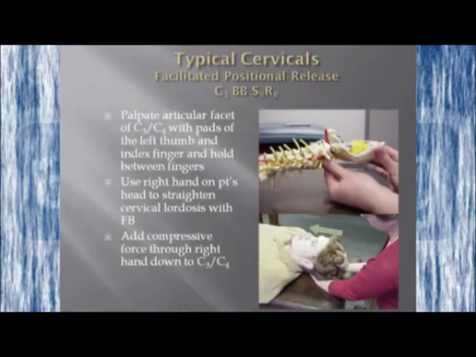There's no rule that it needs 1.2 pounds for C4 and 1.4 pounds for C5. No. You're going for tissue release. Now, you've added the compressive force. You then gently guide the head into a side bent right, rotated right position while maintaining that compression. Remember, if you just tip their head off to the side, your hand's going to roll off and you're going to lose the compression. Make sure you maintain that compression and hold on to it.